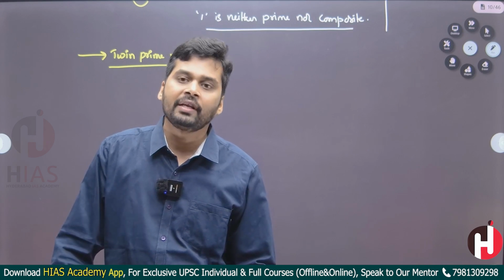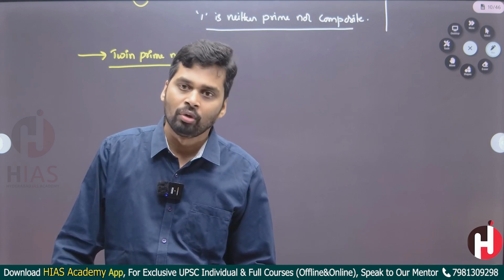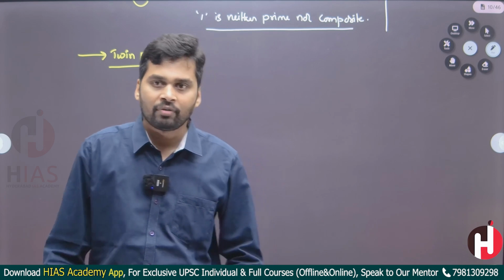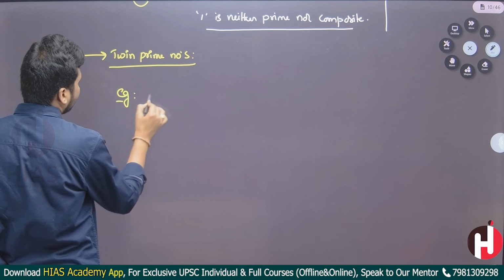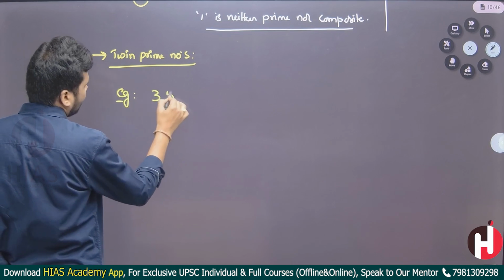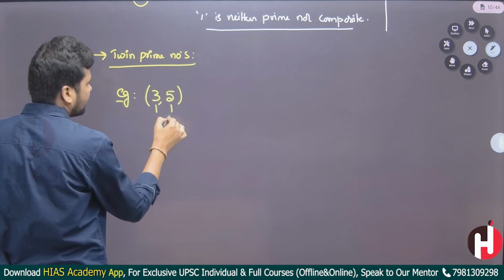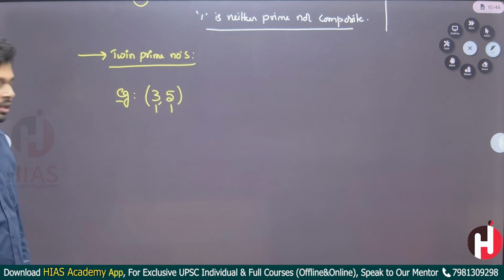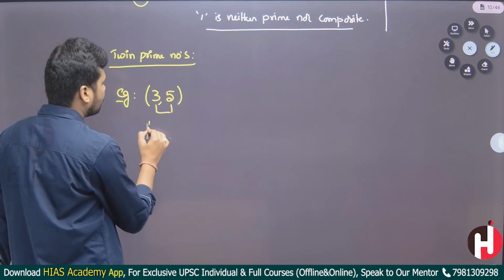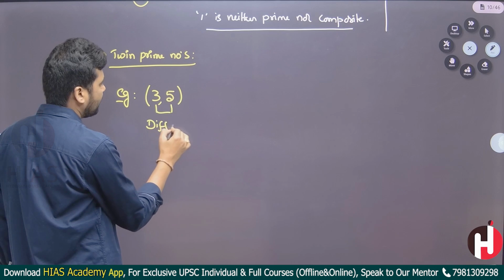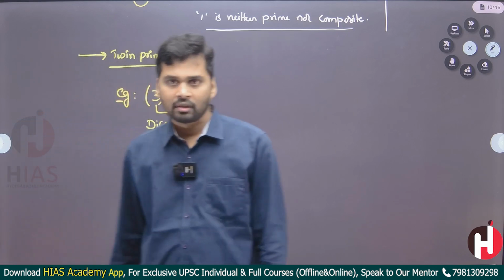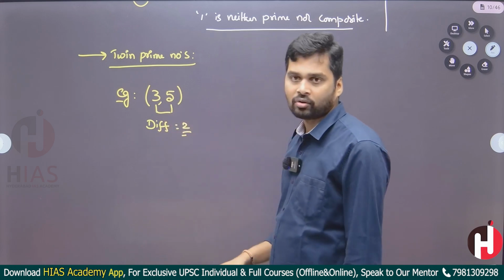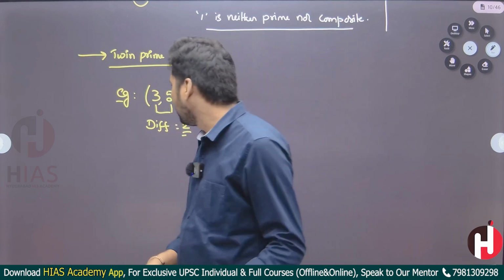If the difference between any two prime numbers is 2, then those numbers are called twin prime numbers. For example, if you take 3 and 5, these two are prime numbers, right? What is the difference between these two? The difference between these two prime numbers is 2. 3 and 5 difference is what? 2. So write the definition.